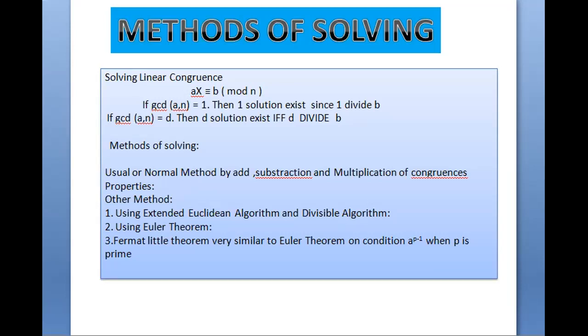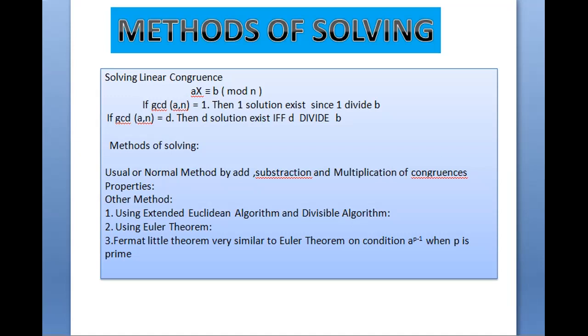Method of solving linear congruence, ax ≡ b (mod n). If gcd(a, n) equals 1, then one solution exists, since 1 divides b. If gcd(a, n) equals d, then the solution exists if d divides b.